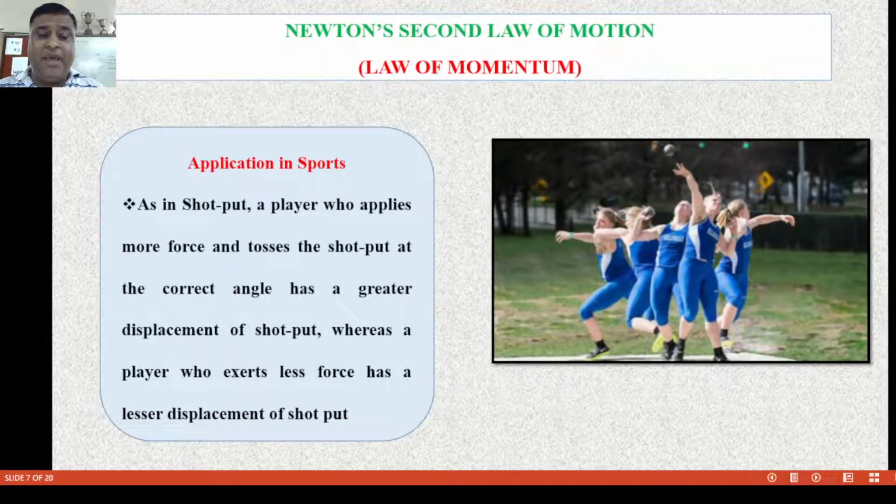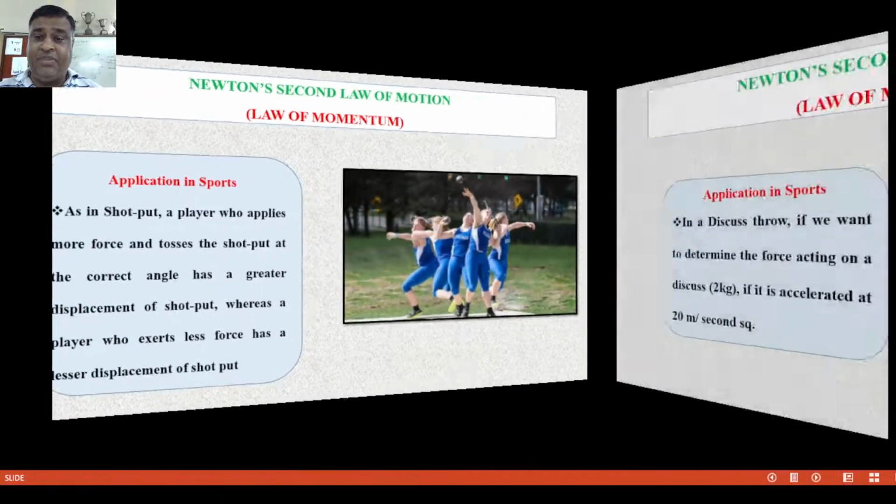The law of momentum has many applications in sports, but I am using very few. In shot put, a player should apply force and toss the shot put using the correct angle to get a greater displacement of the shot put, whereas players who exert less force get lesser displacement. It means if we exert more force, we get more distance; if less force, the distance is very small.